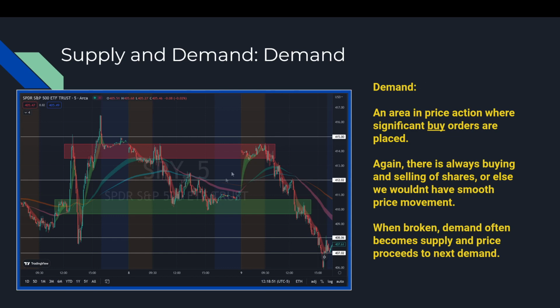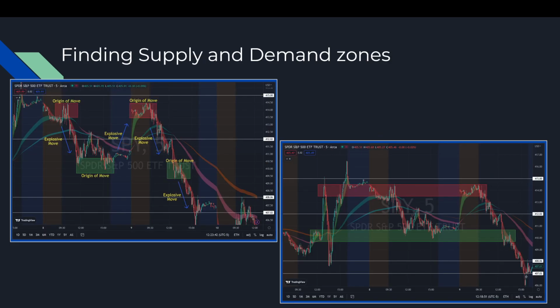When I chart them, I usually just put them as red for supply, green for demand. Green because when we bounce off demand, we go up. Red for supply because when we hit supply, we go down. Also because supply is people selling, demand is people buying. It just helps with the color coordination.